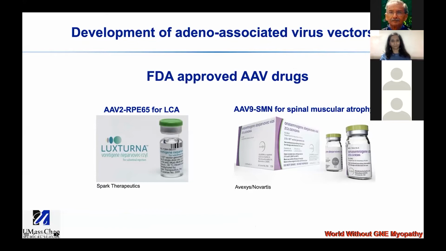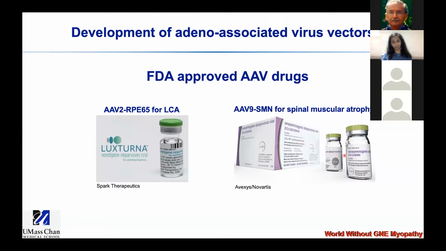So these are the two drugs that are approved presently in the United States. One is to treat a genetic blindness, Leber's congenital amaurosis, caused by mutations in the RPE65 gene. This is really transformative because patients that are unable to see, once they are treated, start to be able to recover their vision. So it really is a transformative treatment.